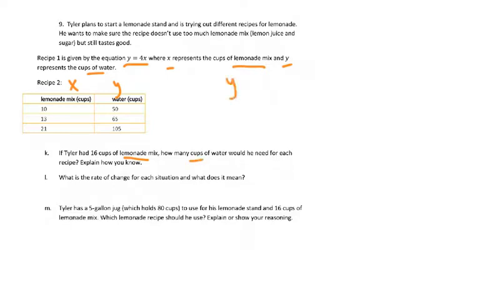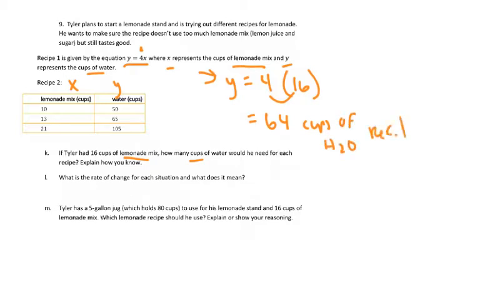So y is our unknown value equals, remember they gave us this 4, and he has 16 cups of lemonade mix. So all we have to do to figure out how many cups of water we need is do 4 times 16. So 4 times 16 is 64. So he's going to need 64 cups of water in recipe 1. Okay? Let's look at recipe 2.